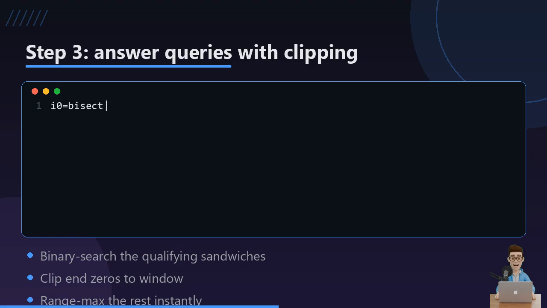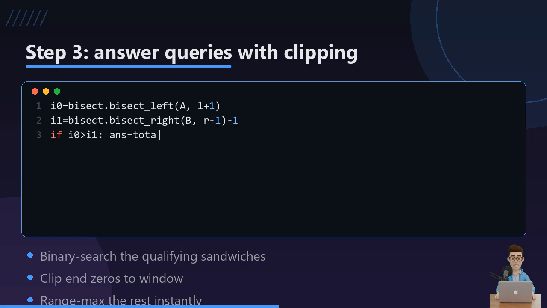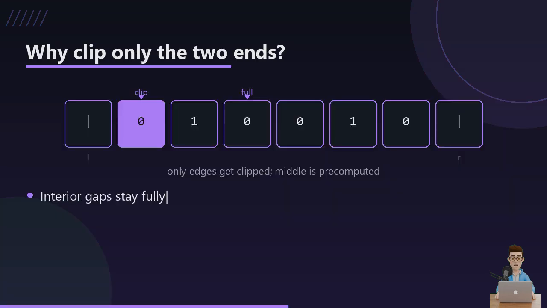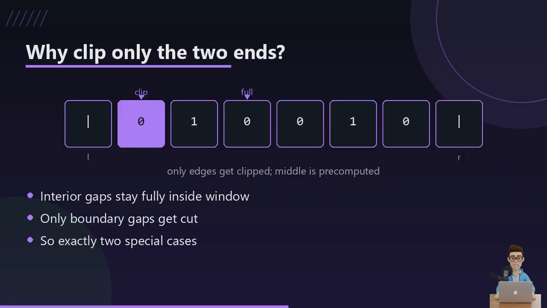Clean. For each query, we binary search which sandwiches fit inside the window. The two edge sandwiches might have their zero gaps chopped by the window boundary, so we clip those by hand. Everything in the middle keeps its full gain, and the sparse table hands us the biggest one instantly. Only the leftmost and rightmost sandwiches can have a zero gap sliced by the window edge. Every sandwich in between sits fully inside, so its pre-computed gain is exact. That's why 2 hand checks plus 1 range max covers every query.